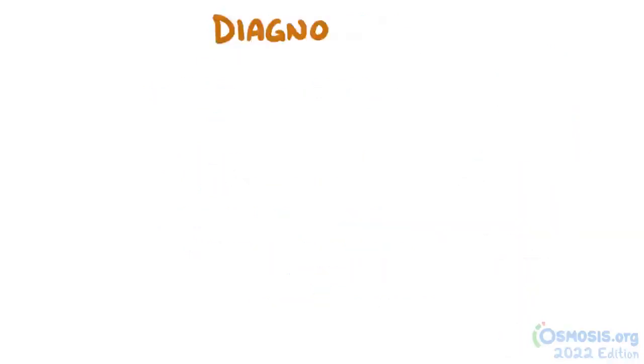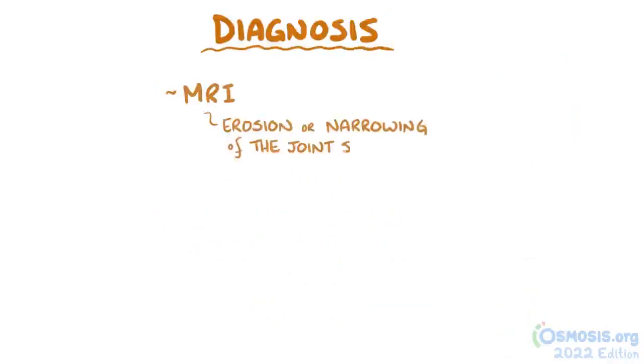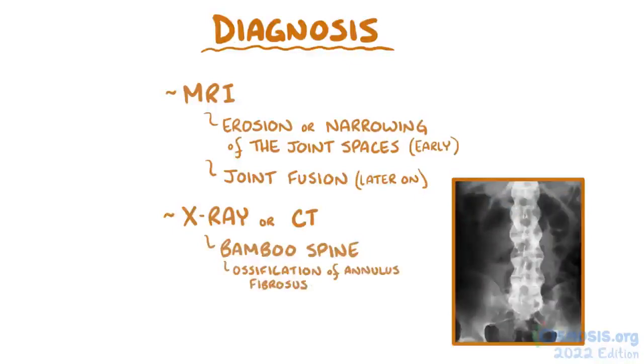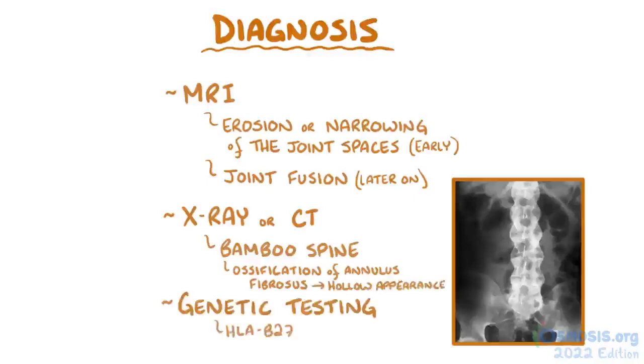Ankylosing spondylitis can be diagnosed using MRI, where there's typically erosion and narrowing of the joint spaces early on, and joint fusion later on. An X-ray and CT often show a bamboo spine, which is caused by the ossification of the annulus fibrosus on the outside of a straightened spine, giving it a hollow appearance. Genetic testing for HLA-B27 can be done to help confirm the diagnosis.